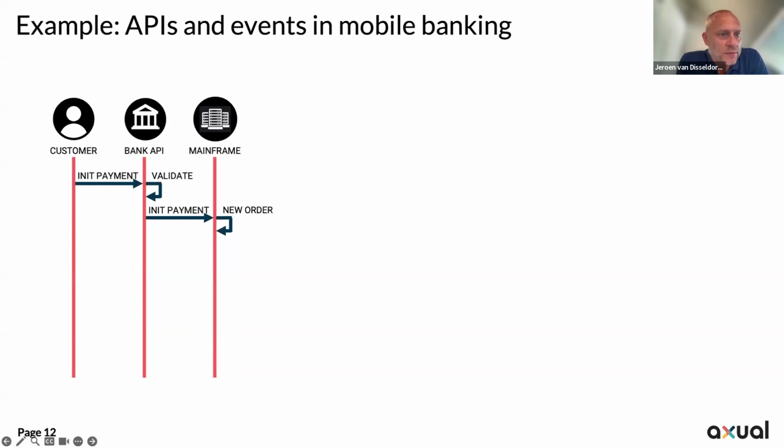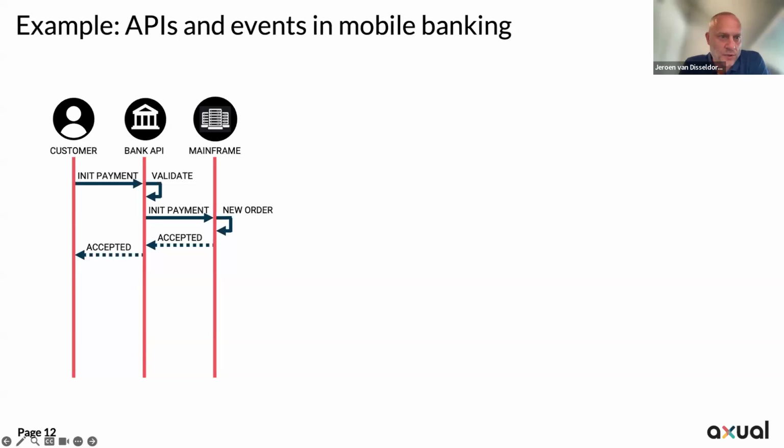Of course, that payment is first received by the bank API, which then validates the customer. And if the customer is validated, then the init payment command is sent to the mainframe, and a new order is there created for the transaction to take place. Now, of course, the API call can return with a status of accepted. And when it's accepted, then it will happen asynchronously in the background.